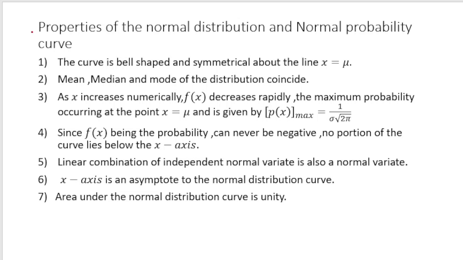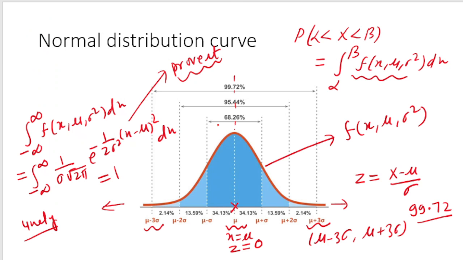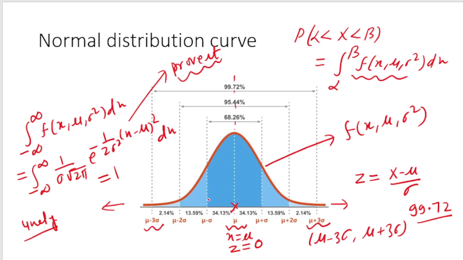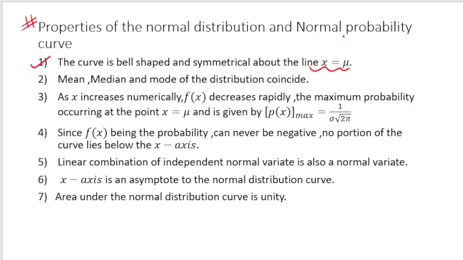These are very important properties, especially for solving multiple choice questions. So the first property is that the curve is bell shaped. As you can clearly see, this curve is like a ghanta, or bell shaped, and symmetrical about the line x is equal to mu. So that line, x is equal to mu, that I highlighted, and you can also say that it is symmetrical about the standard normal variate, that is z is equal to 0.